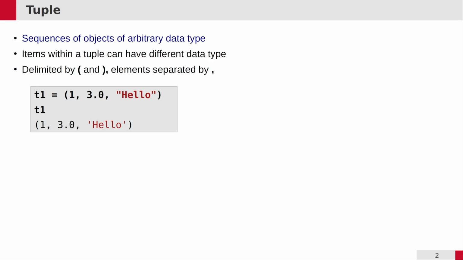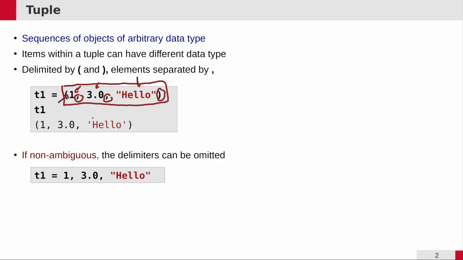Tuples are basically containers where you can, in an ordered way, put in various things of arbitrary type. For example, as you can see here, I'm defining a tuple with 3 elements, and this tuple contains 3 different types of entries. It contains an integer, a floating point number, and also a string. As you can see, tuples are delimited by parentheses, like here and here, and the individual items are separated by commas.